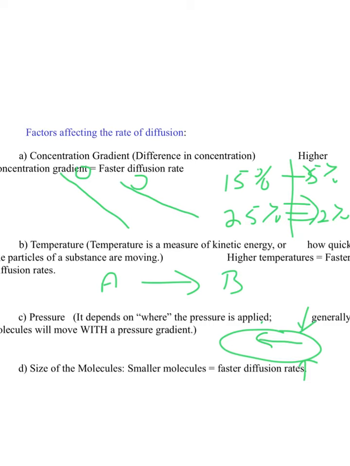Example, we had that cell membrane. We were trying to get these molecules to go across a membrane. Well, larger molecules tend to have a harder time getting through the membrane, and smaller molecules might have an easier time getting through the membrane. We'll talk more about size of molecules later.